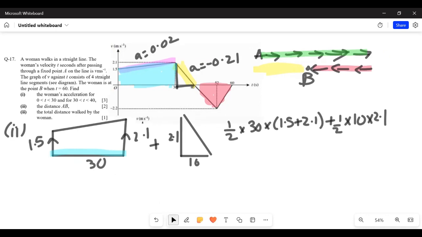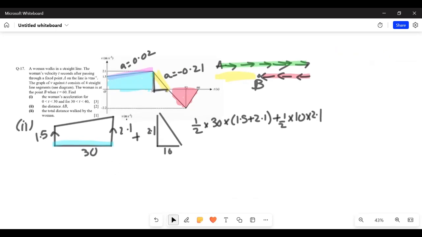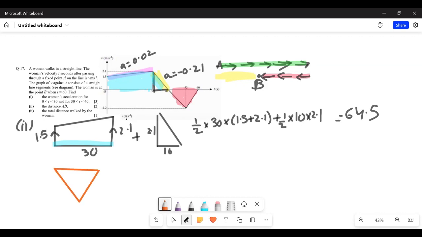So the area of the blue part, or the distance covered in the blue part plus the other part, both these parts would be 64.5. Okay, now let's find the area of the red part, which is half times base times height because it's also a triangle. 40 to 60 is 20 units, and this height is 2.2. Although it says negative 2.2 in the graph, you're only going to use the magnitude since distance is always positive. It can never be negative.